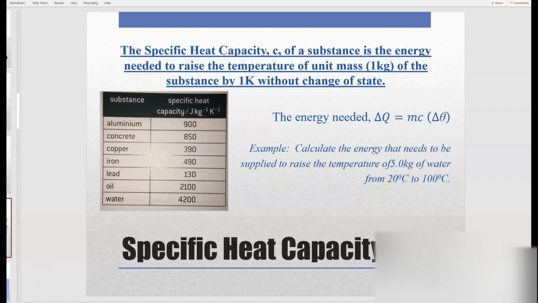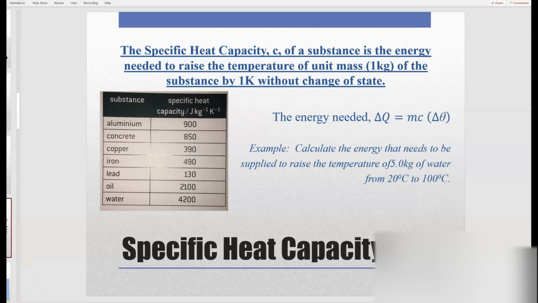Okay, so the answer you should get is 1.7 megajoules. So it's actually 1.68 times 10 to the 6 joules. So 1.7 megajoules. Wow, it's quite a lot of energy, yeah? About the same amount as in a Mars bar.